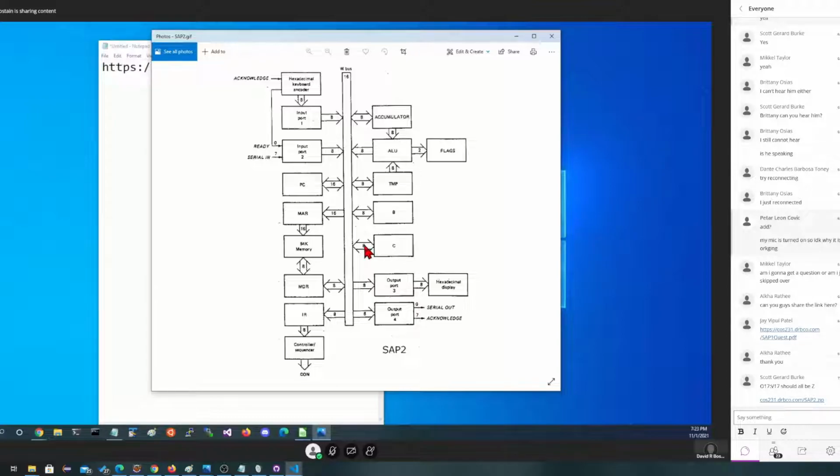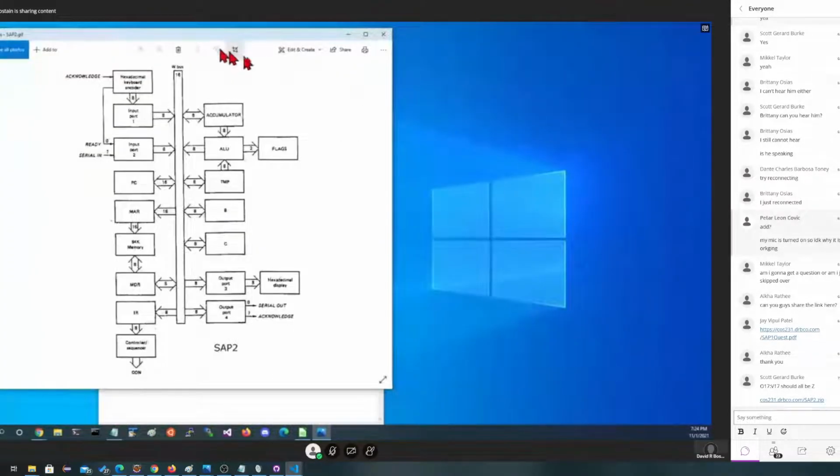What we need to do next is look at the instruction set and talk about how the instructions are encoded and the data that's there. So if you go back into that SAP2.zip file, you'll find in there also a file called inst.gif, which stands for instruction.gif.